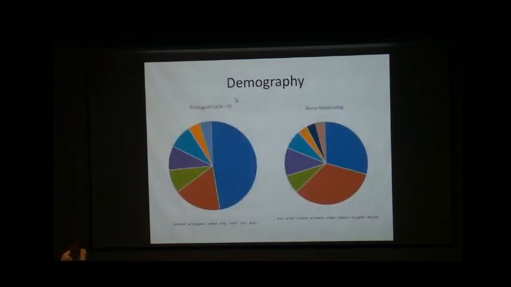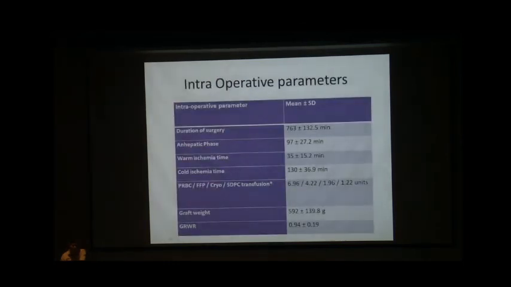This is the etiology. Regarding etiology of patients with CLD, ethanol and cryptogenic were the common etiologies that we transplanted upon, and regarding the donor relationship, most of them were sons, and wives were common donors. This is regarding the duration of surgery and intraoperative parameters.